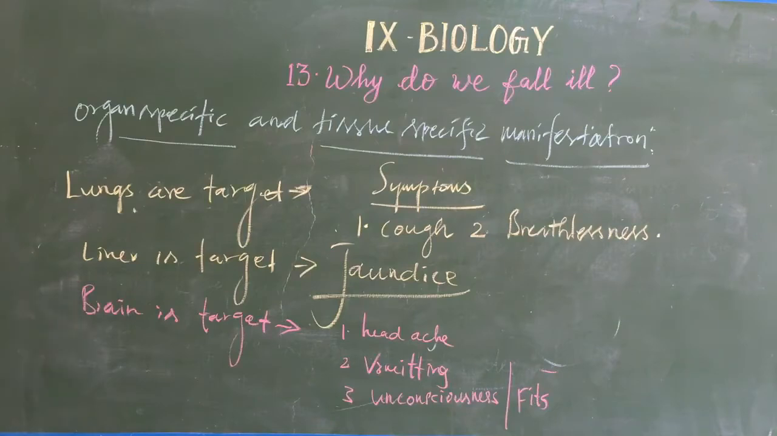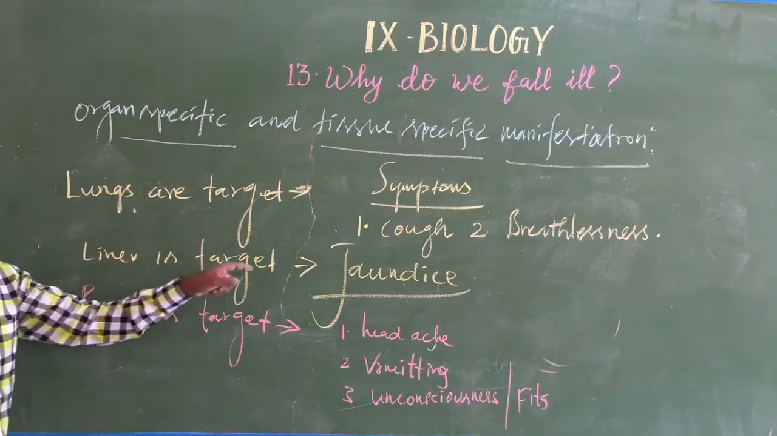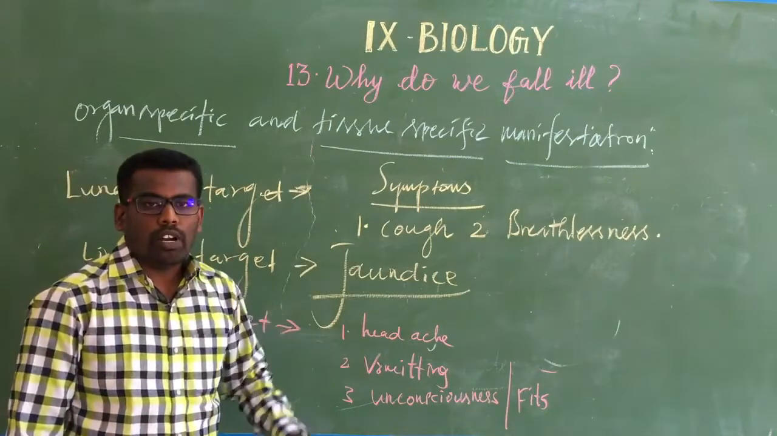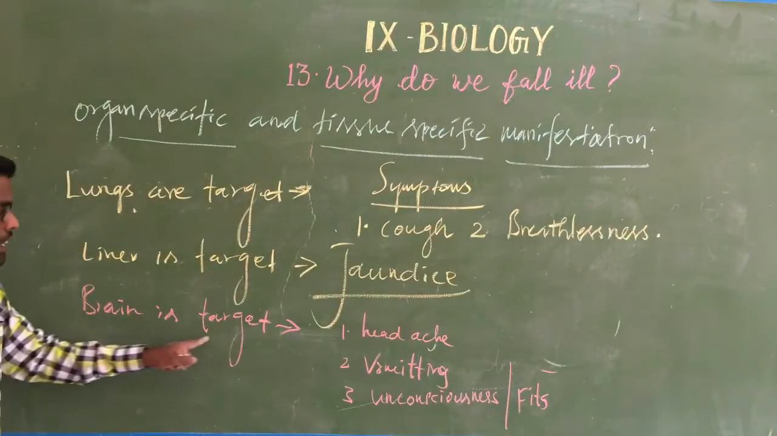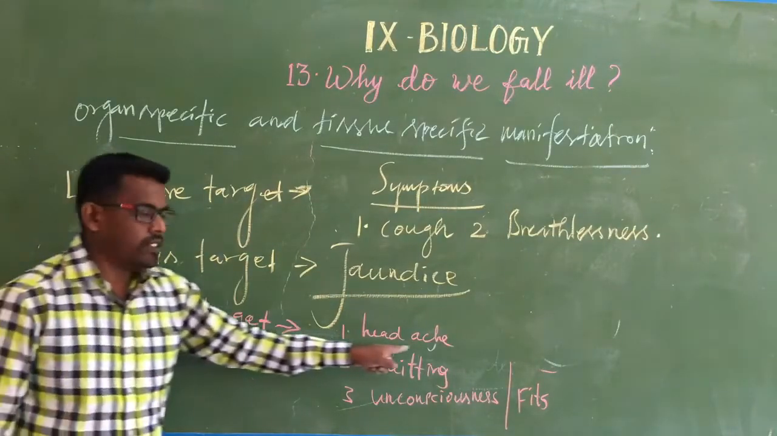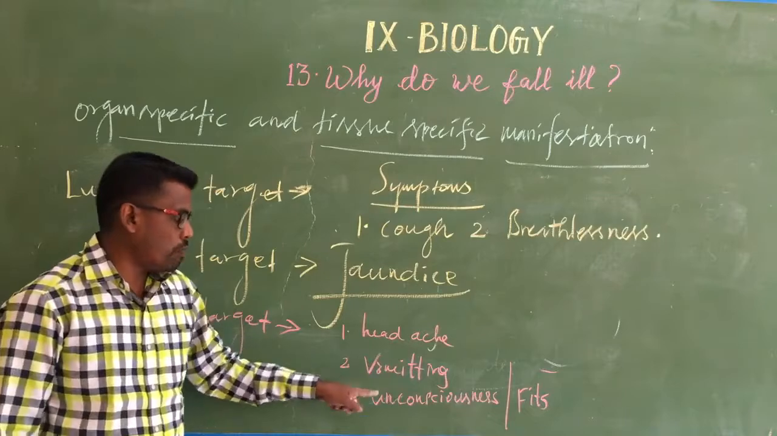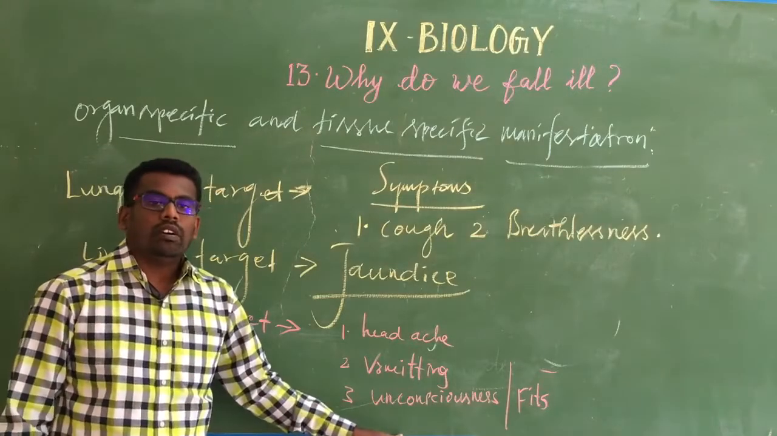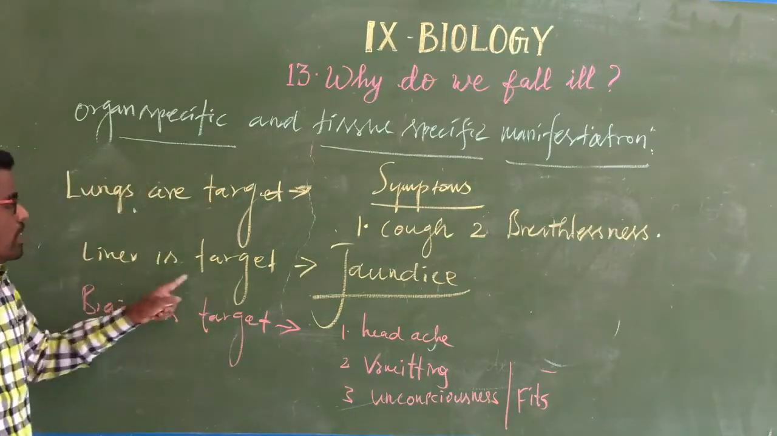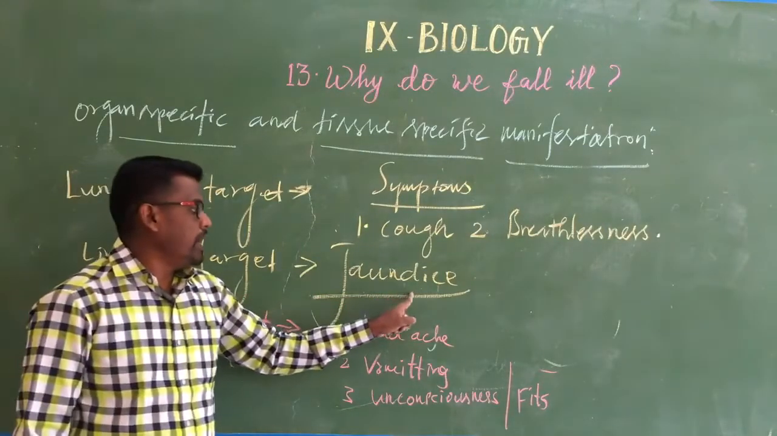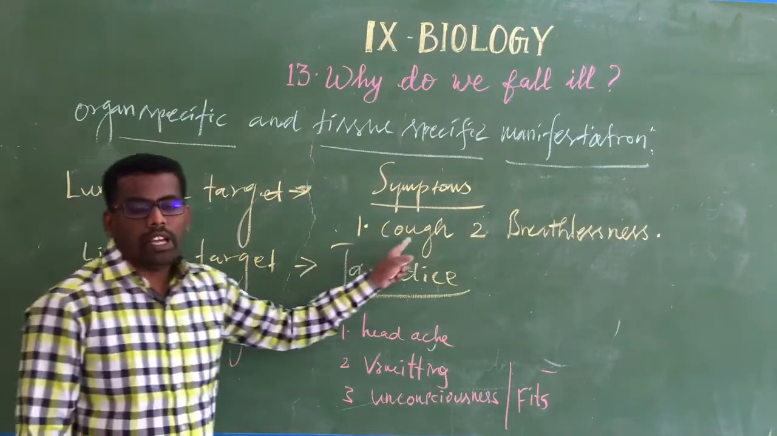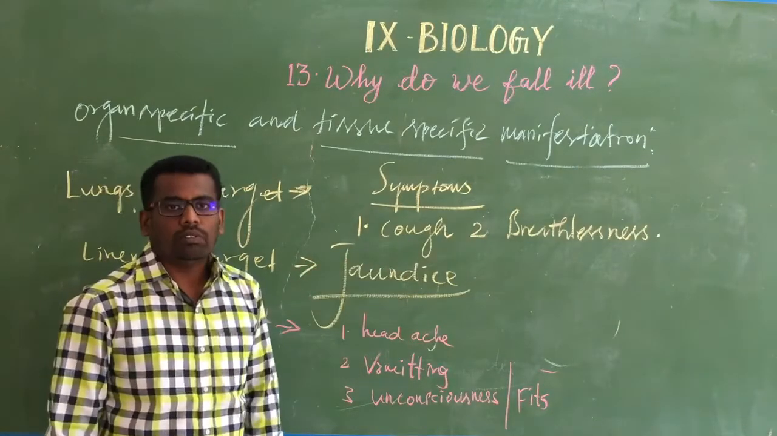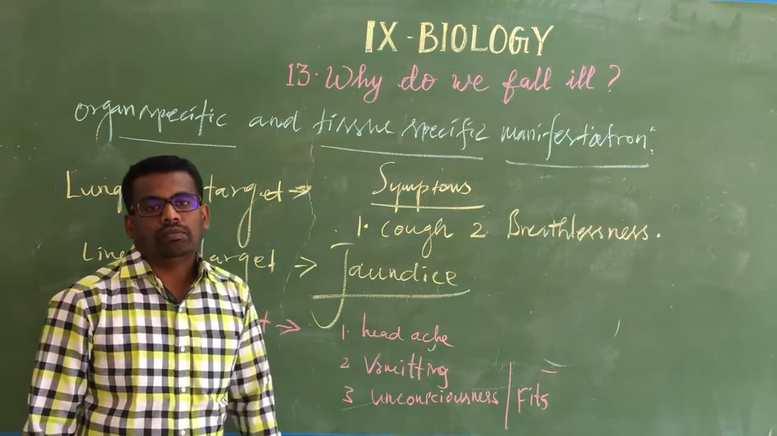Okay, so these are the symptoms. When the microorganism enters into the body, where it reaches, there are some symptoms. If the brain is targeted, there are symptoms like severe headache, vomiting, and unconsciousness or fits. Or else if the liver is a target, the disease may be jaundice. Or else if the lungs are targeted, respiratory trouble may be the symptom.